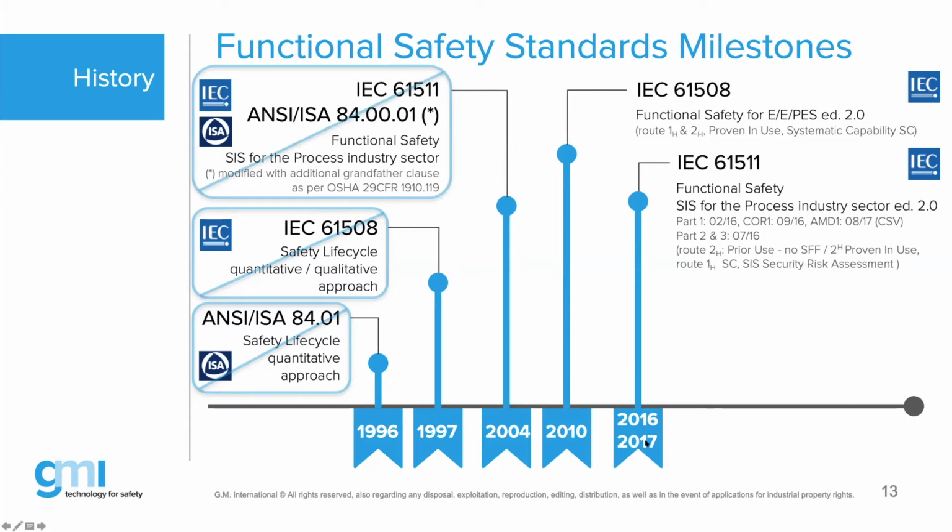And here you see a mixed date. We have 2016, 2017, and there's a main reason for that. It was released in different parts, and when it was released, the initial release of edition 2 of the 61511 had some, let's say, problems, some mistakes. So there was a corrigendum out.